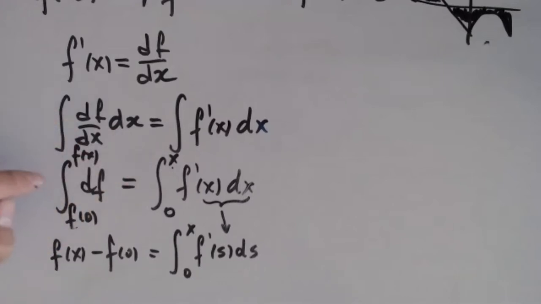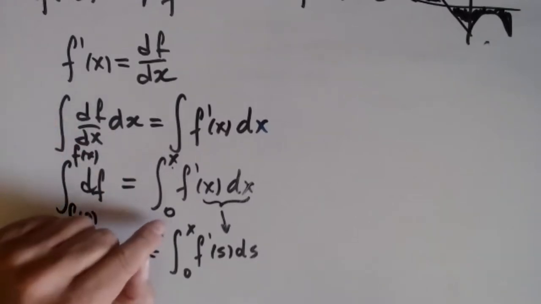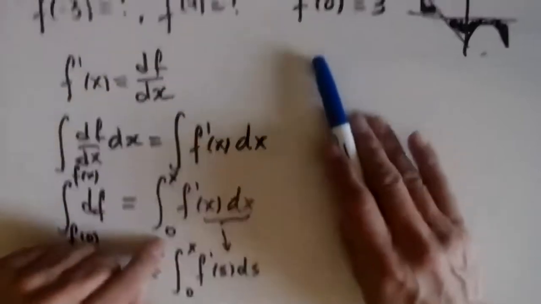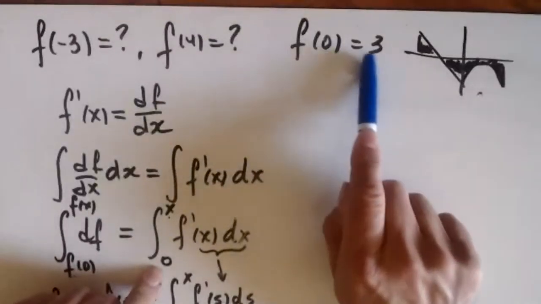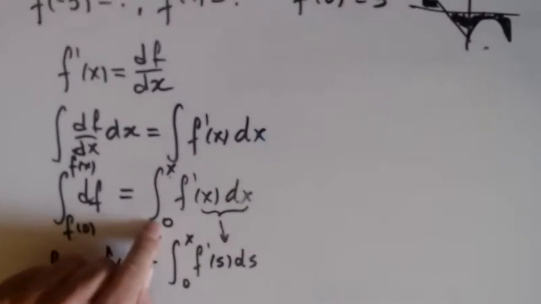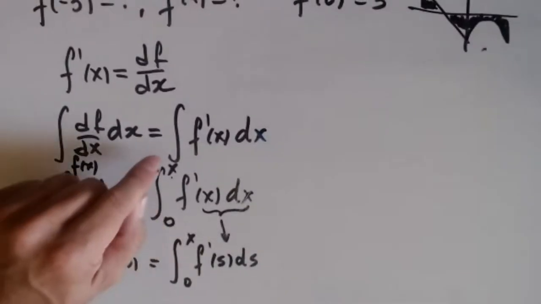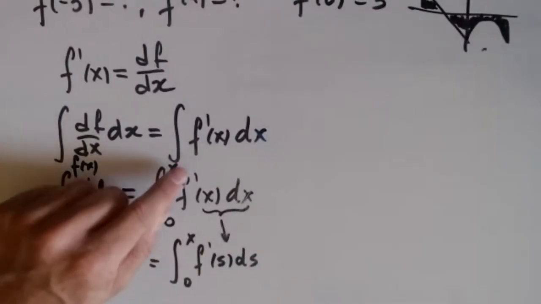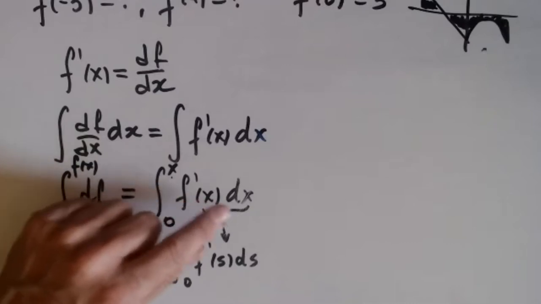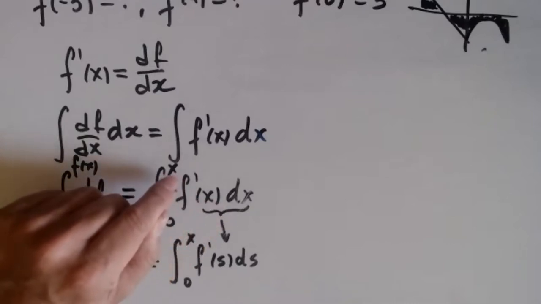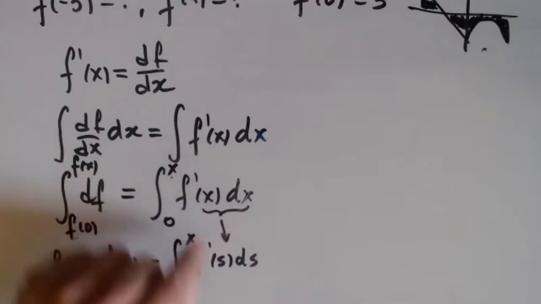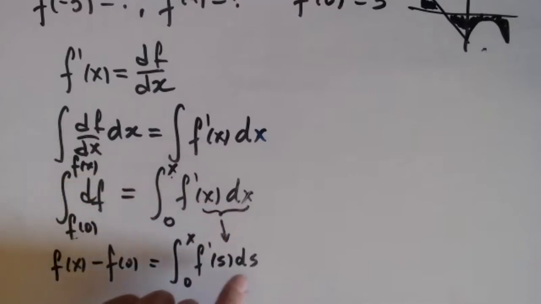Then now you have to put limits. You have the function running from 0 because it's your initial condition. f of 0 is 3. So you put here in the variable x, 0, and then x, f prime of x dx. Now, this is a problem because you cannot have the same variable here and here. So you can change this to an s, but it's pretty much the same. f prime of s ds from 0 to x.